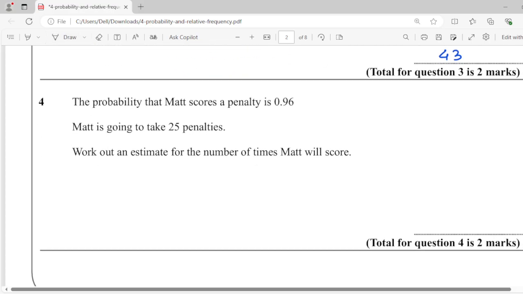Question 4. The probability that Matt scores a penalty is 0.96. Matt is going to take 25 penalties. Work out an estimate for the number of times Matt will score. 96% of 25 is 24. So Matt will score 24 out of 25 penalties.